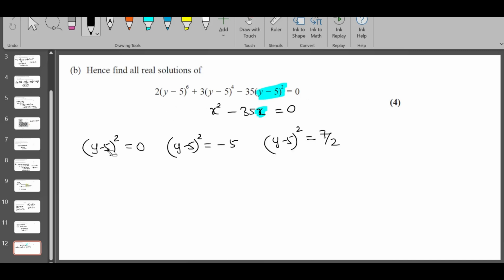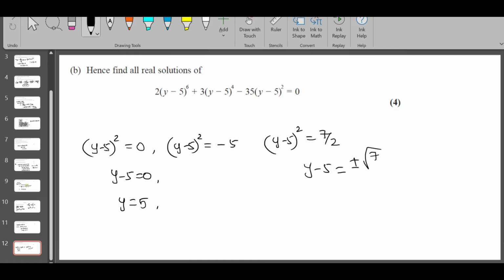Okay, that's how we solve this. Square root both sides, y minus 5 is still 0, y is equal to 5. That's one solution. Here take a square root both sides, y minus 5 is equal to plus or minus, don't forget to write plus or minus, square root of 7 over 2. So y is 5 plus or minus square root of 7 over 2. But here, when you take square root, you cannot take square root of a negative number. No solution here.